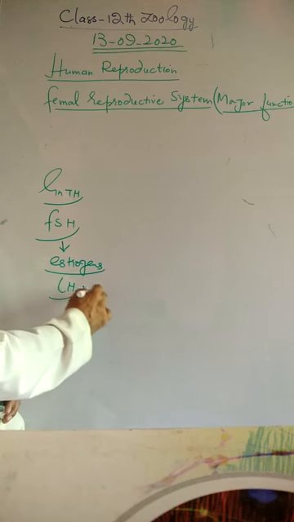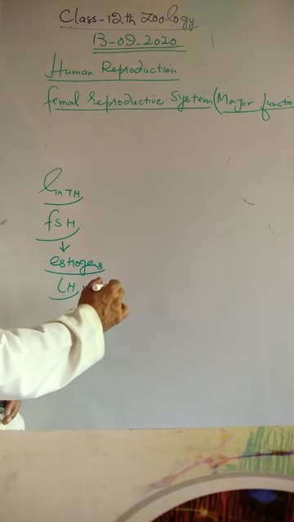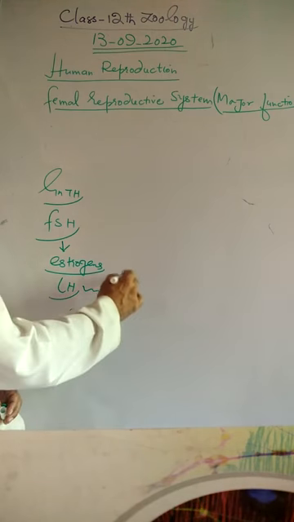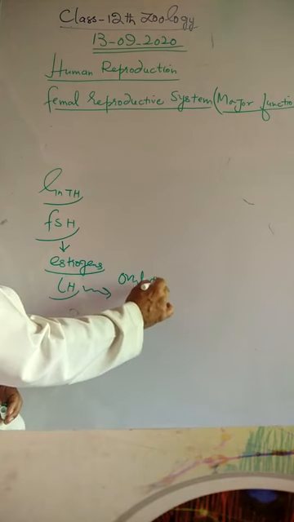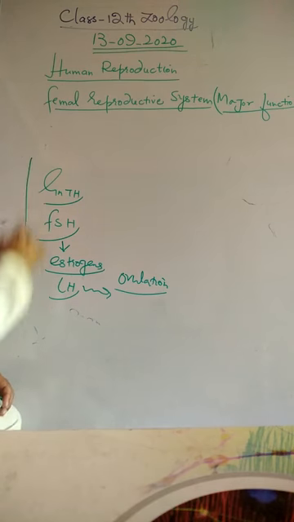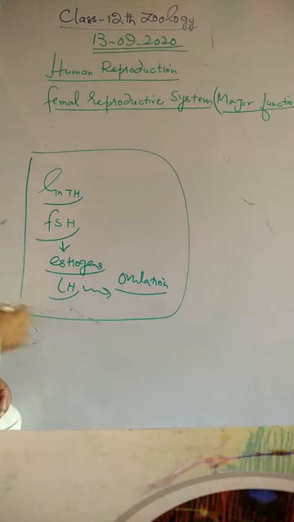It is secreted by the anterior lobe of the pituitary, which regulates ovulation from the Graafian follicle. Luteinizing hormone also controls the transformation of the empty Graafian follicle into the yellowish conical corpus luteum and the secretion of progesterone hormone from the corpus luteum. This is all about the hormonal control in the female reproductive tract.